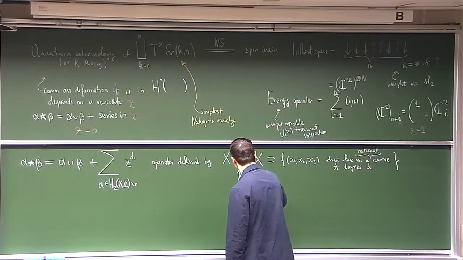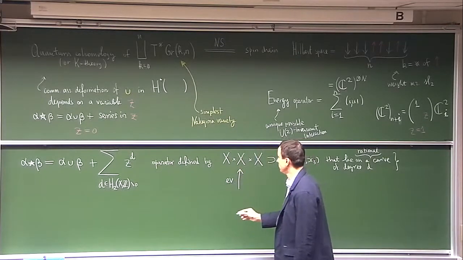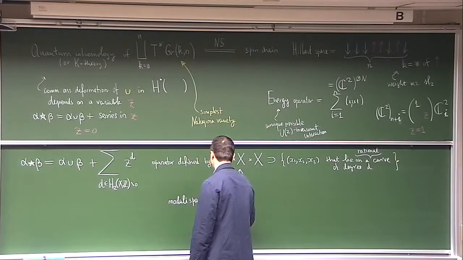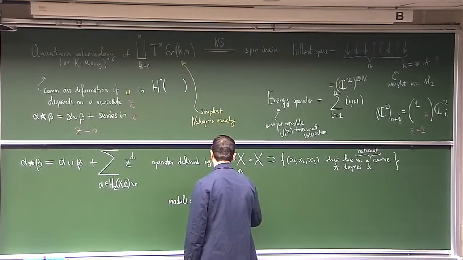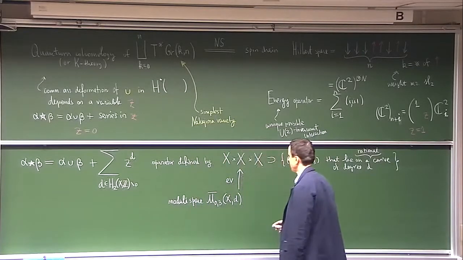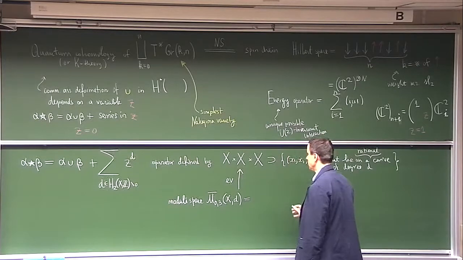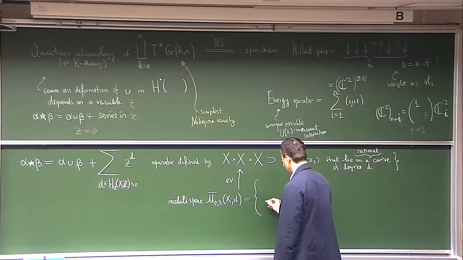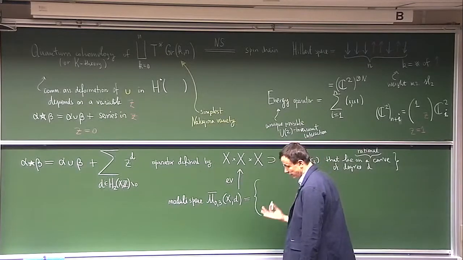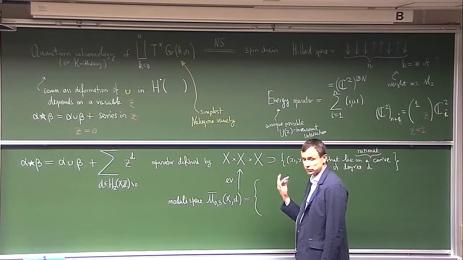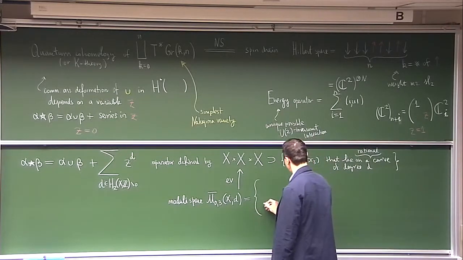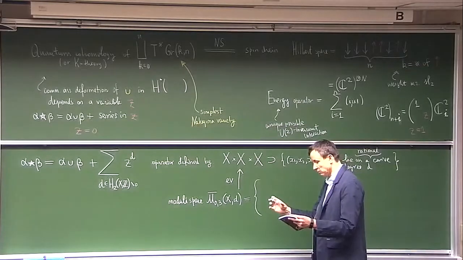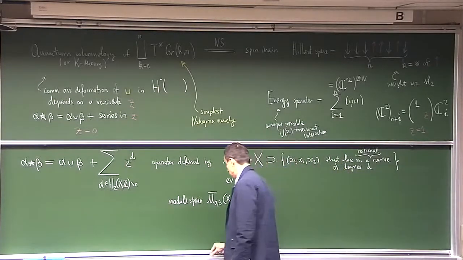There is an evaluation map from the moduli space M_{0,3} bar of X, t. This moduli space parameterizes the following data. So an element of this moduli space is first of all a curve, at worst nodal, of arithmetic genus zero. So I'll draw a picture. A complex geometer will draw a collection of bubbles like this.